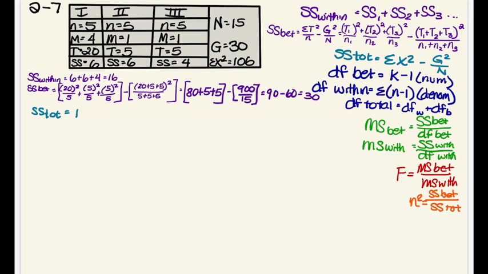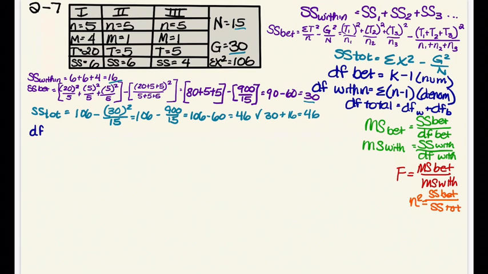Now, to find our sum of squared deviations total, we'll take the sum of x squared and subtract our G squared divided by the total number of scores in the entire study, which equals 46. We can check this value by adding the sum of squared deviations within treatments and the sum of squared deviations between treatments, which is our alternative calculation for the SS total.